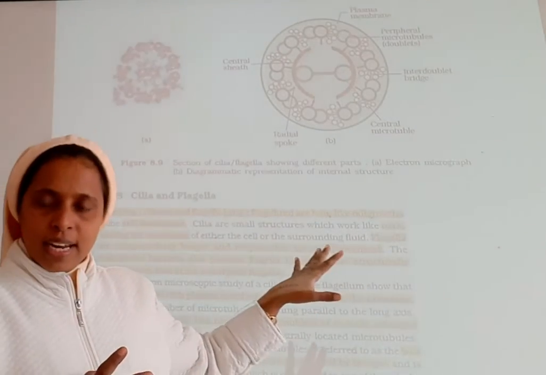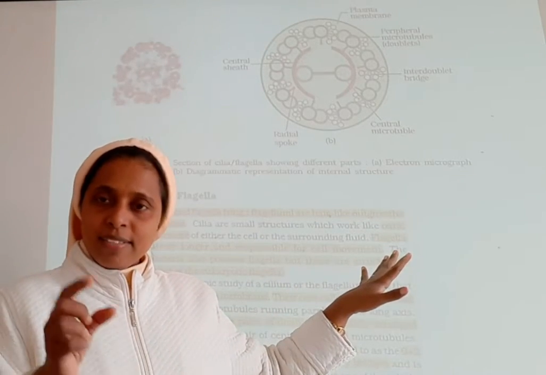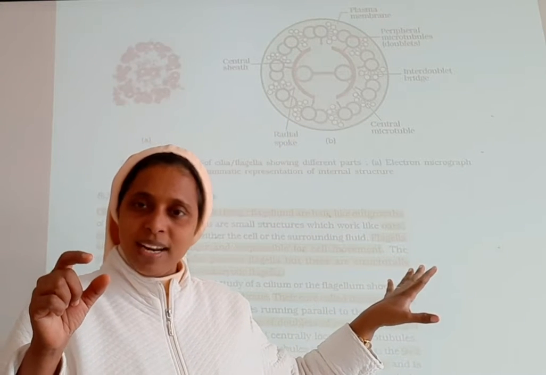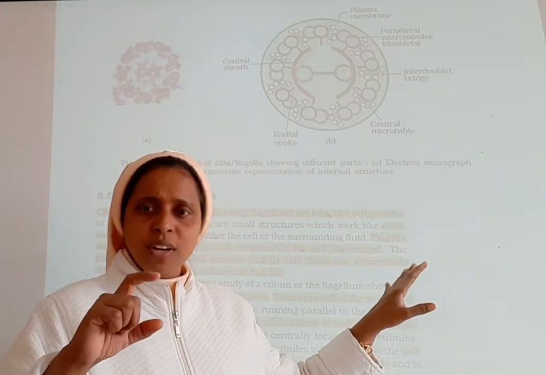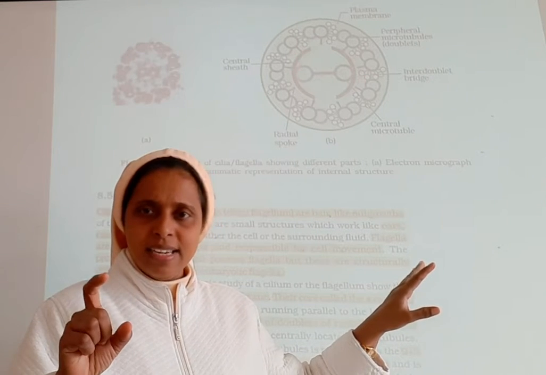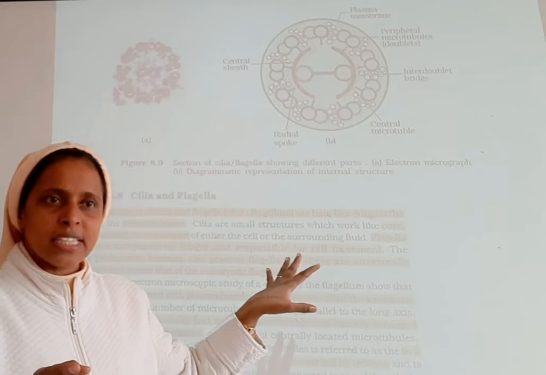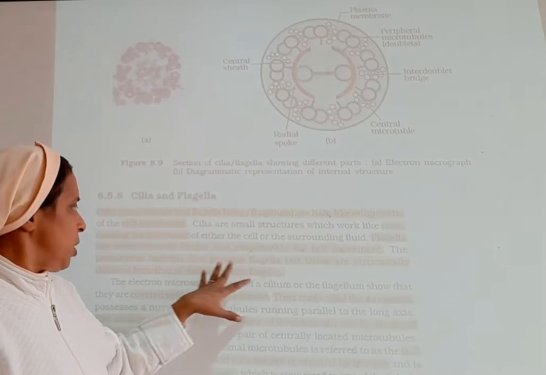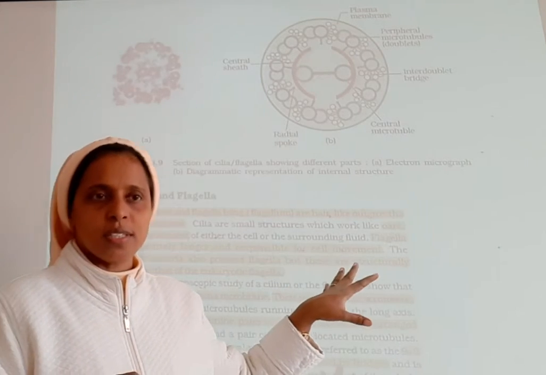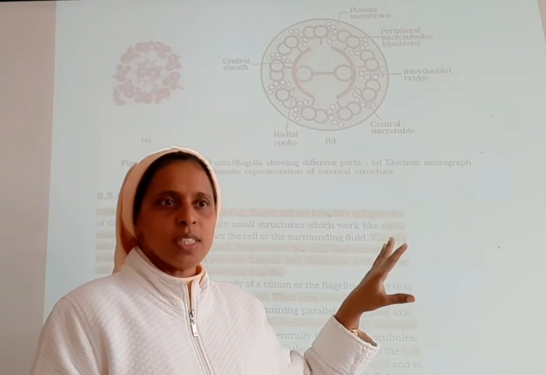And flagella, we know, compared to cilia, we have seen in the case of paramecium there are cilia. With the help of cilia they move. So flagella we have seen in the case of euglena. Flagella is comparatively longer than the cilia. It is bigger than the cilia structurally. We know that cilia and flagella both cause movement.